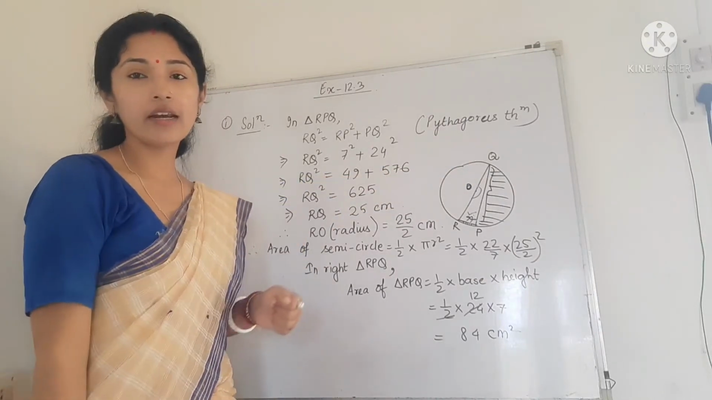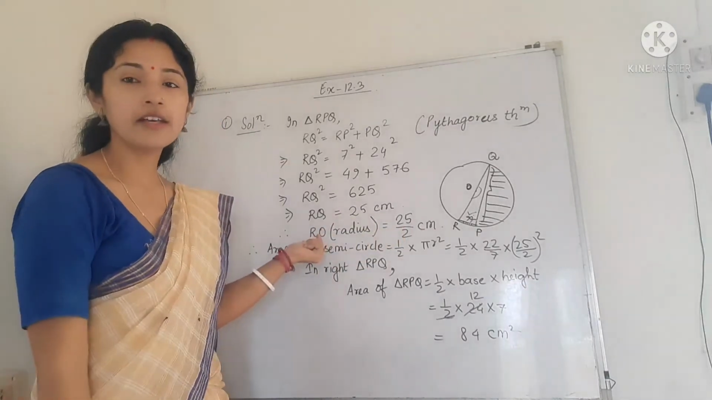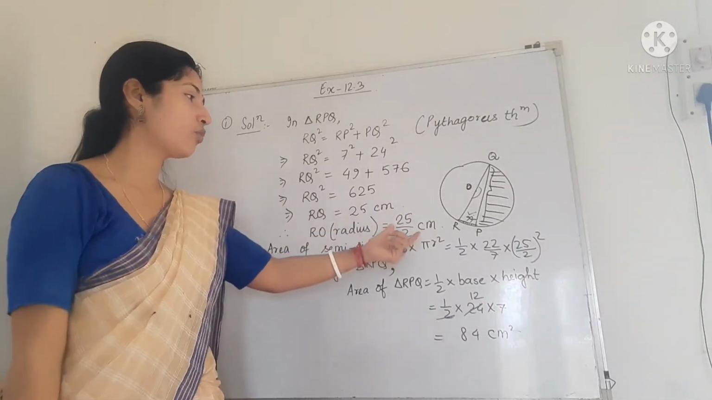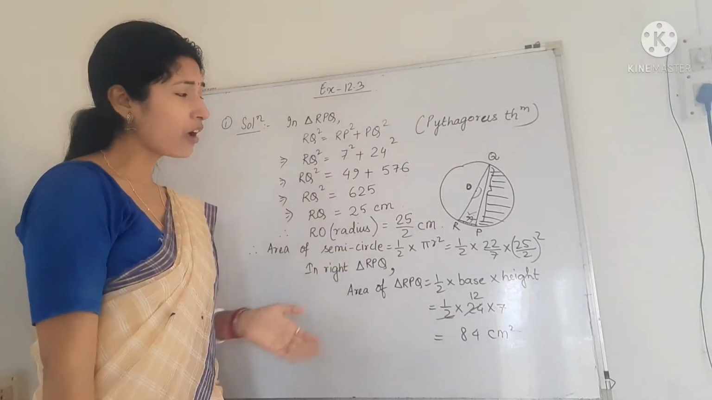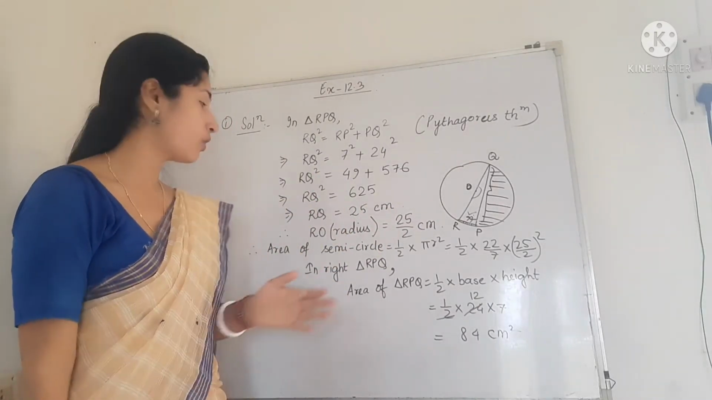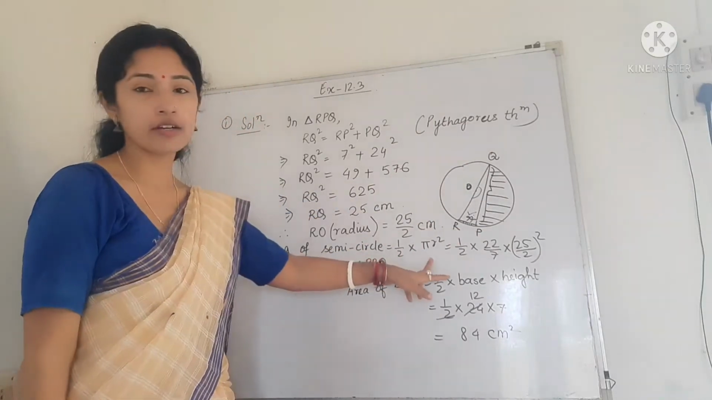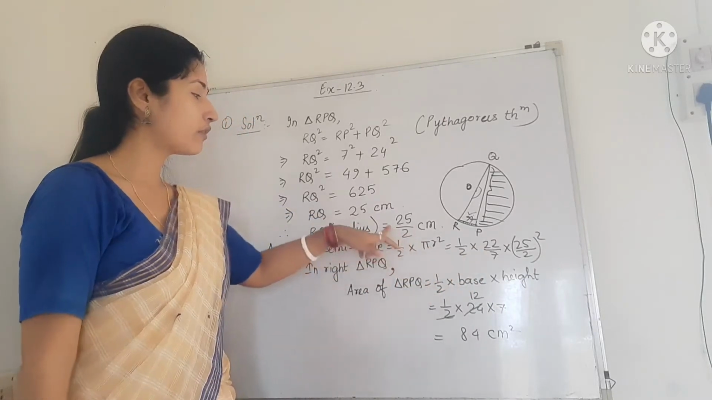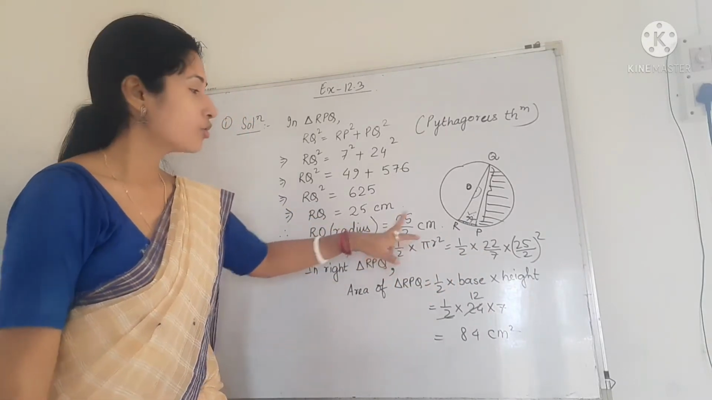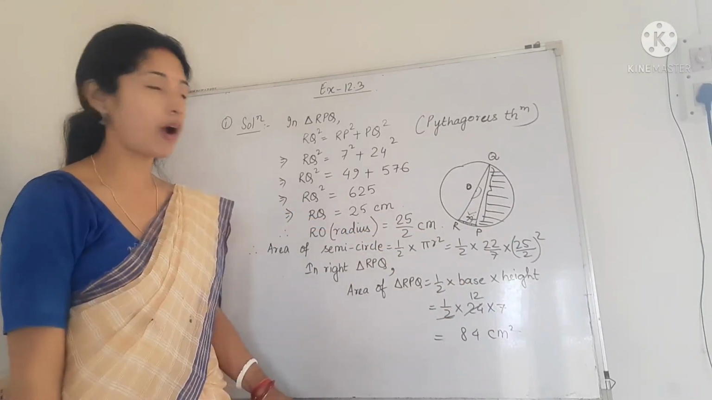So for finding the radius of the circle, we have to divide it by 2. So 25 by 2 will be the radius of the circle. Now we have to find the area of the semicircular part. This semicircle will be half of pi r square. Pi we can put 22 by 7 and radius we already have as 25 by 2. After simplifying we will get the area of the semicircular part.